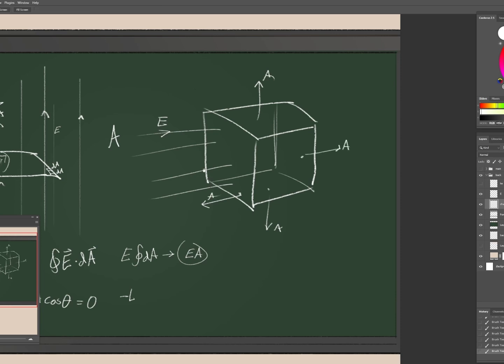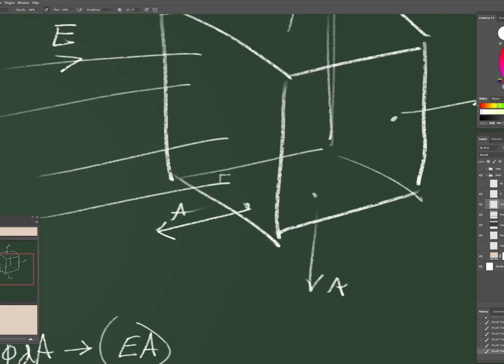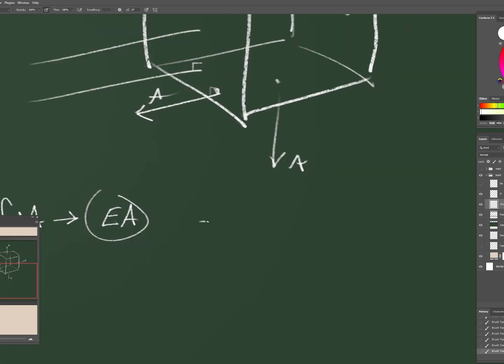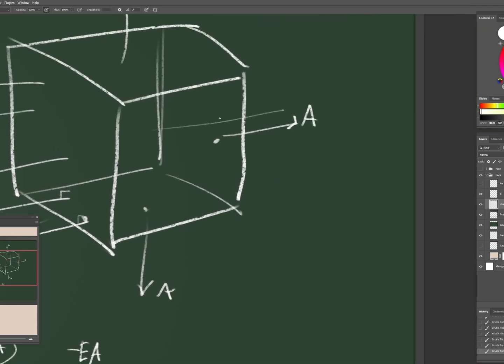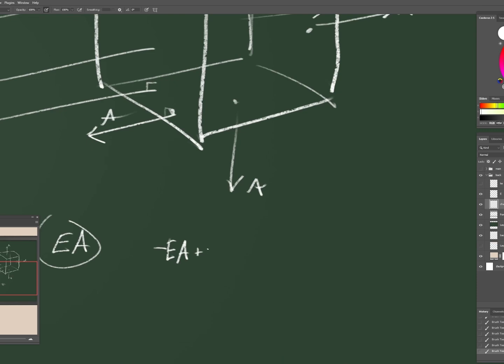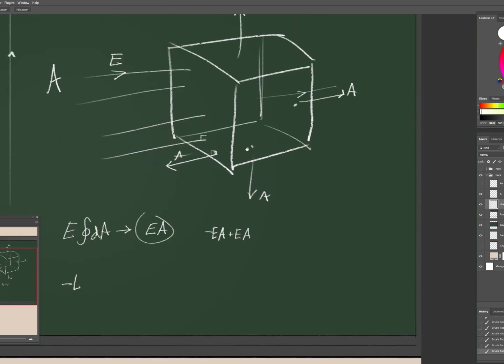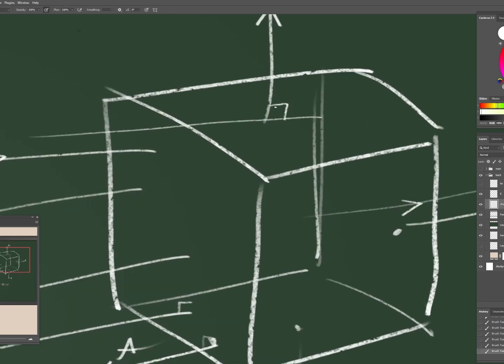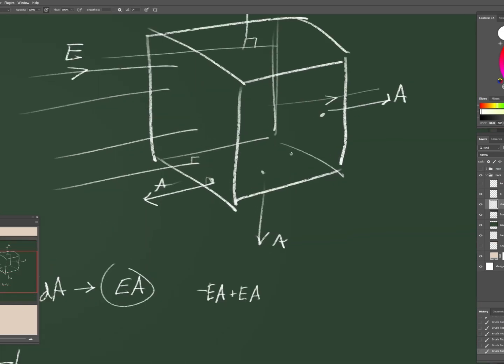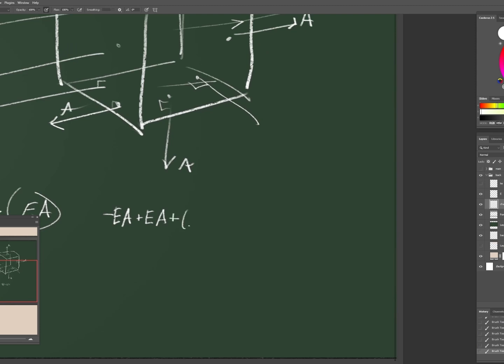Now, let's just walk back to what we did before. So this here, since this is perpendicular and this is also perpendicular, the angle between them is 180. So this is just negative EA. Same goes here. The angle between these two is 0. So it just equates to be EA. Now what about these four other sides? Well, here it is perpendicular, so 90, as well as right here is also 90, so on and so forth. So these four surfaces are all 0.